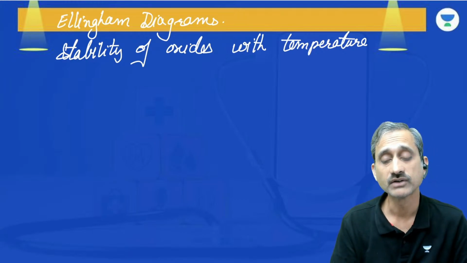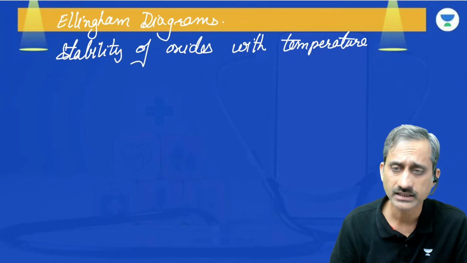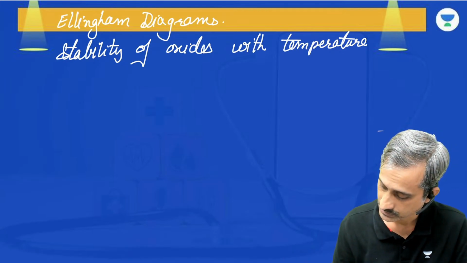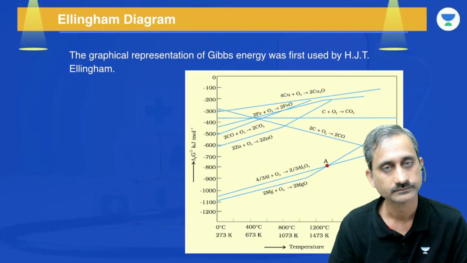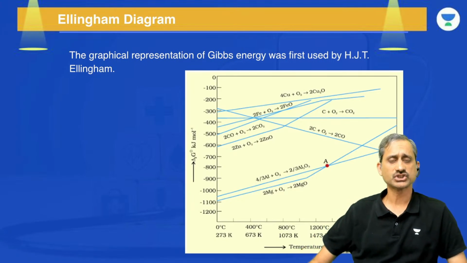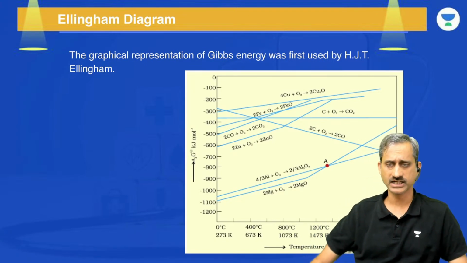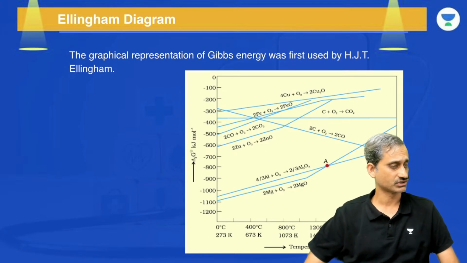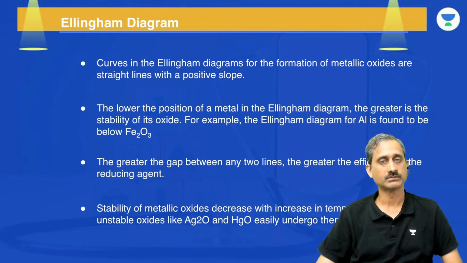They give the stability of oxide with temperature. Those are Ellingham diagrams. Now let's see what these Ellingham diagrams are. This is the diagrammatic representation of the Gibbs energy with temperature, how the Gibbs energy of a particular oxide changes as the temperature changes. So that's what the Ellingham diagrams are.